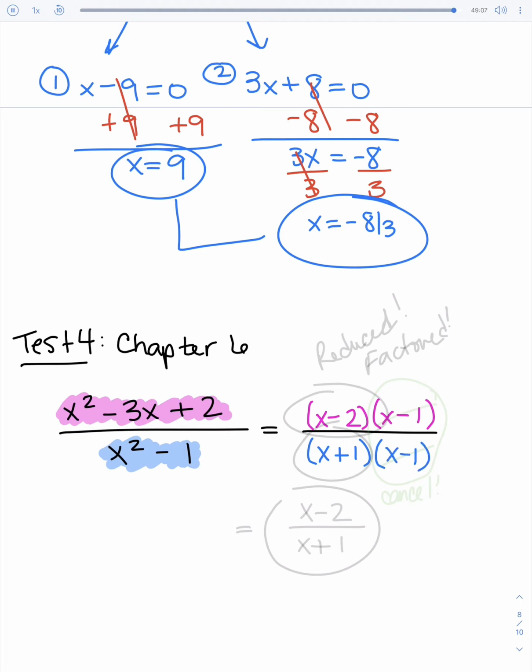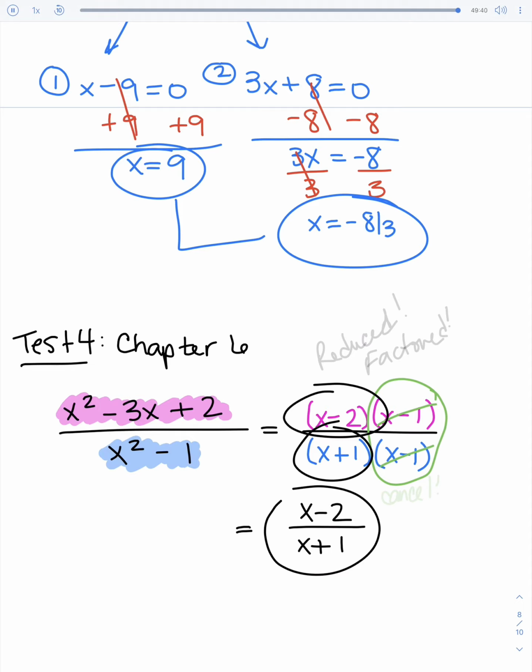And then you'll say, oh, wow, look, I've got an identical factor of x minus 1 on the top and the bottom. If that happens, that's how you reduce. You cancel a common factor that's identical from the top and the bottom, which will leave you with just the x minus 2 on the top and the x plus 1 on the bottom, and that will be considered our final answer. So every single problem in Chapter 6 has to deal with fractions.